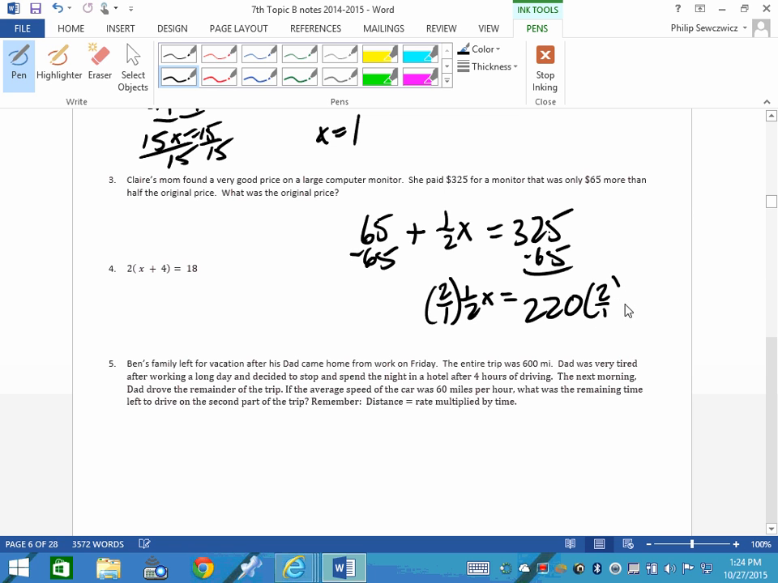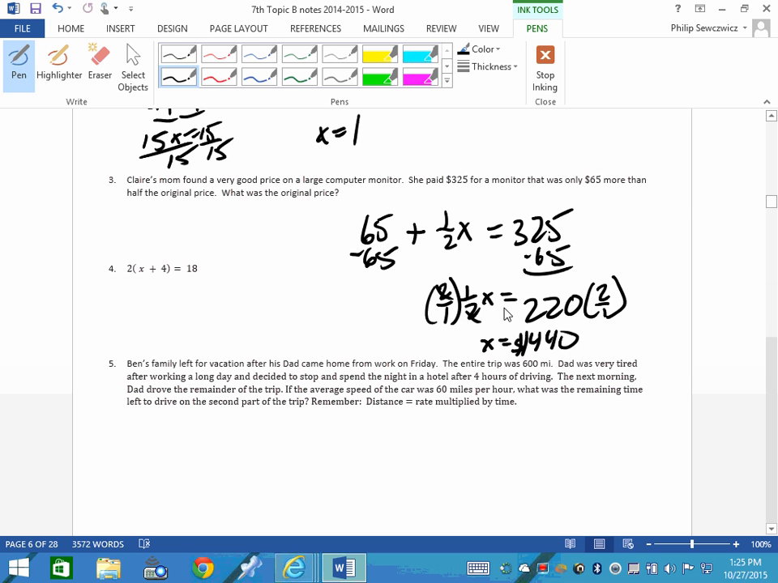Now, again, the whole reason why is these guys will knock each other out. I got x all by itself. So 220 times 2, 440. So it's originally $440. So again, when you have a fraction, make sure that you multiply by its reciprocal, and that'll always get rid of the fraction.